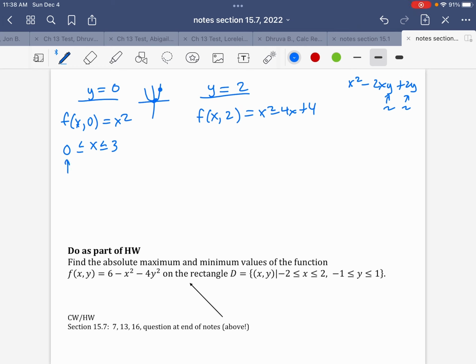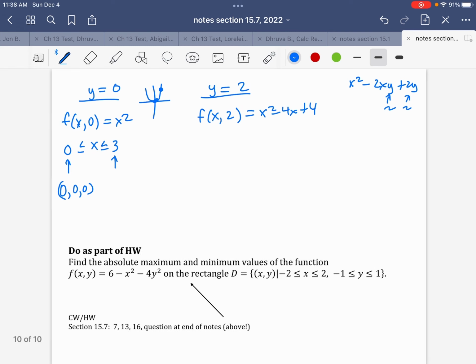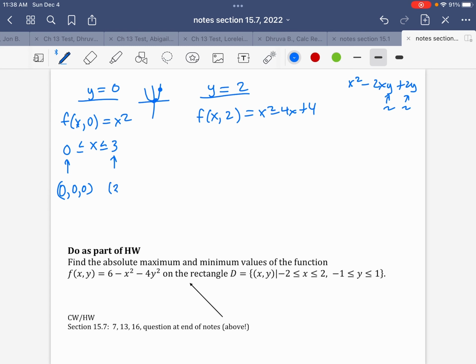So when I go to plug in 0, I would get the point (0, 0), and I already have this point earlier, 0. It's basically like the corner, right? When I go to plug in 3, I have (3, 0), and I already have this point, 9.